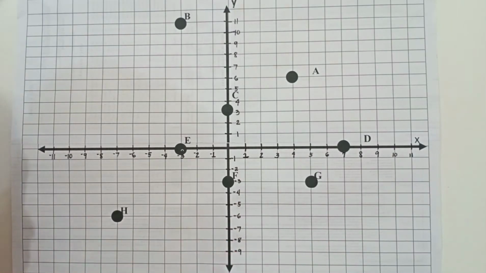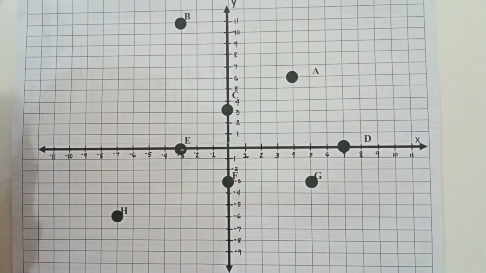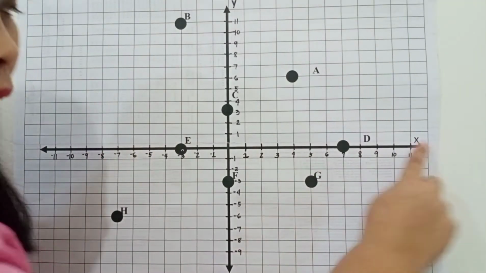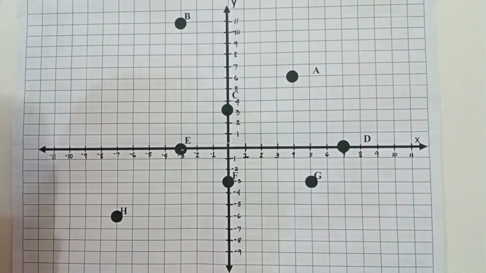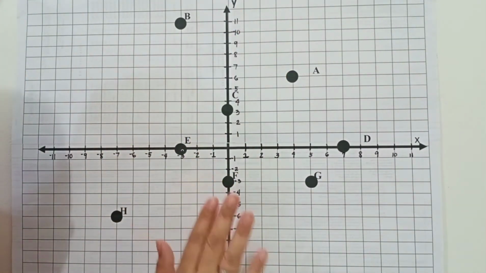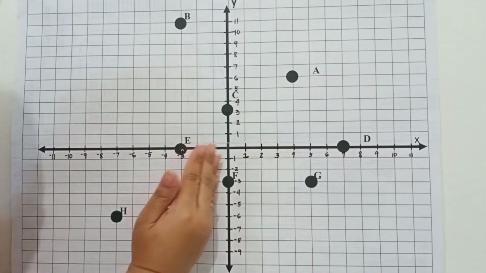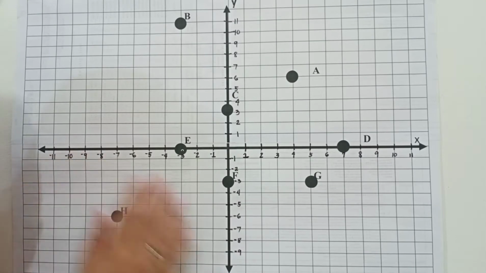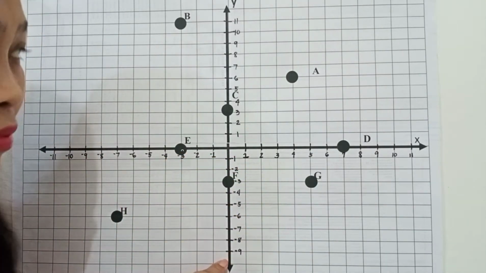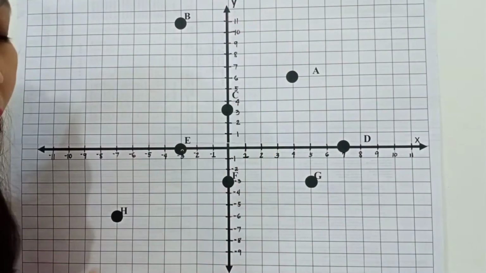Okay, so kapag sinabi natin, class, na Cartesian coordinate system or you are going to name a point, always remember na palaging ang una nating titingnan ay ang ating x-axis. And then we are going to look for the y-axis. Of course, we all know that all the numbers to the right of 0 are positive and all the numbers to the left of 0 are negative. The same as downward, we have negative numbers, and upward are all positive.